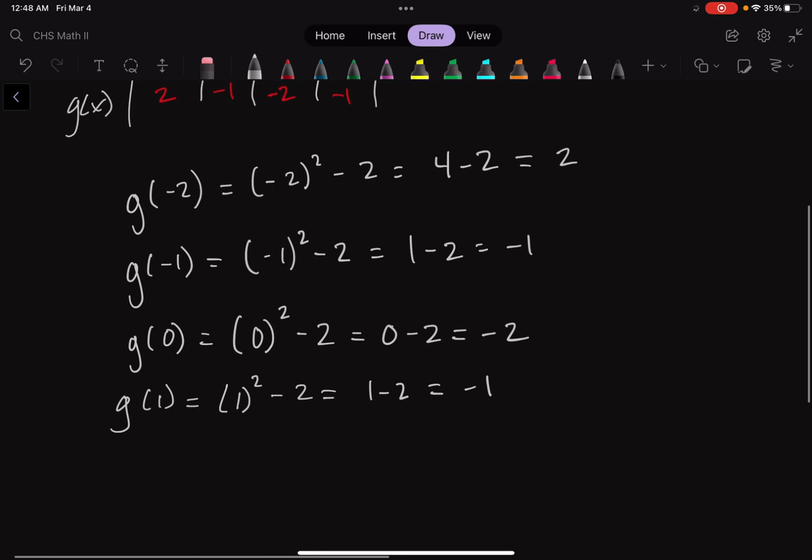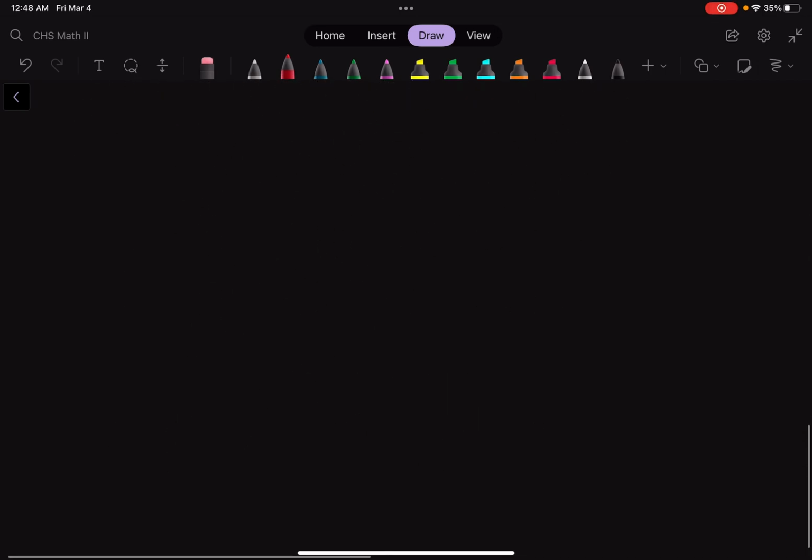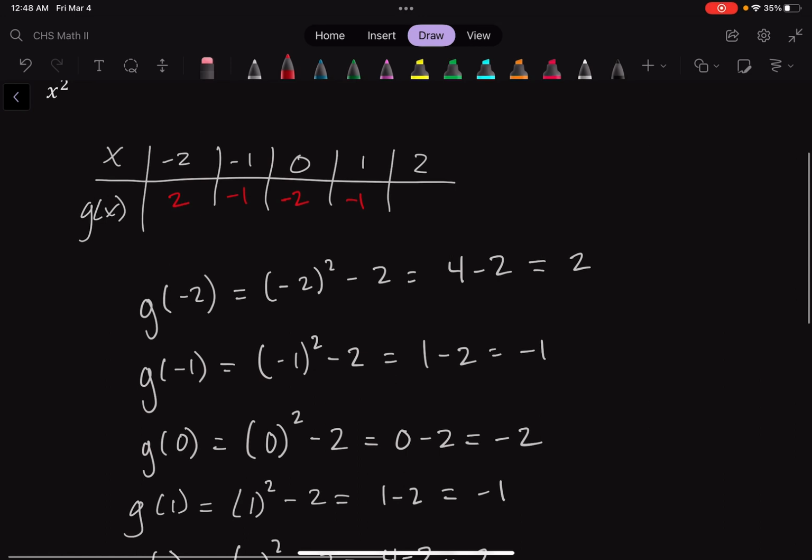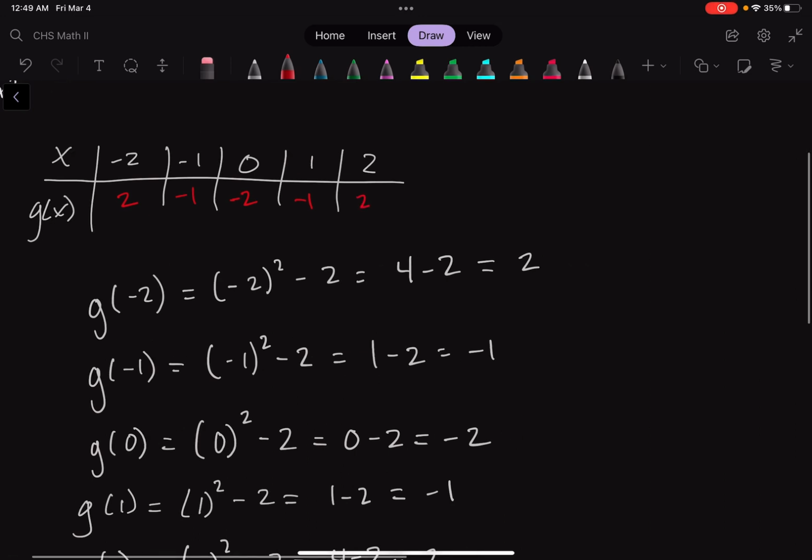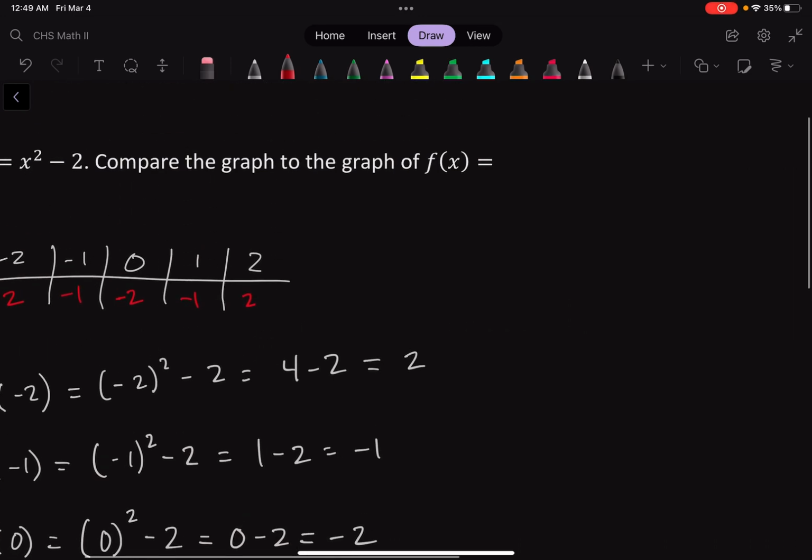And then the last one, g of +2. We got 2 squared minus 2. 2 squared is 4 minus 2. 4 minus 2 is 2. We got +2 right here. So we can start to graph this. So let's go ahead and do that.